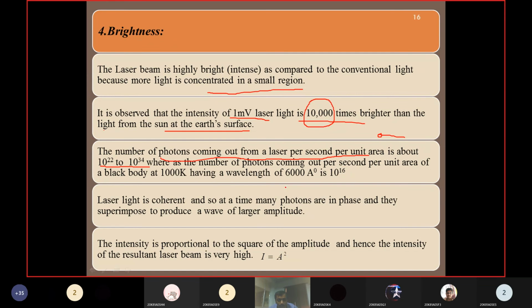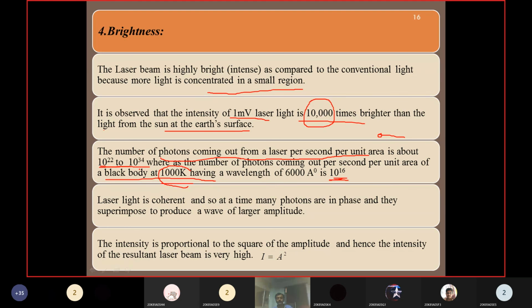Whereas, consider the number of photons coming out per second per unit area of a black body. Already in the first unit we discussed the black body. If you heat the black body, it will emit radiation. If you heat it up to 1000 kelvin, which is not a normal temperature but a very high temperature, it will emit just 10 to the power of 16 photons. But in case of a laser, even at room temperature, it will emit 10 to the power of 22 to 10 to the power of 34. So how many times greater is that?